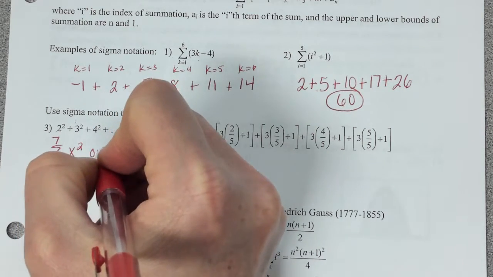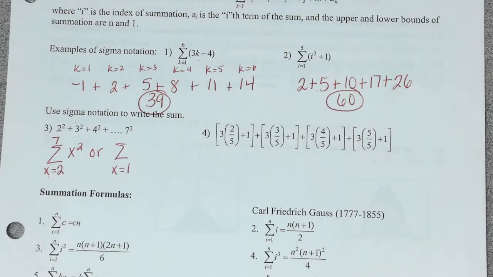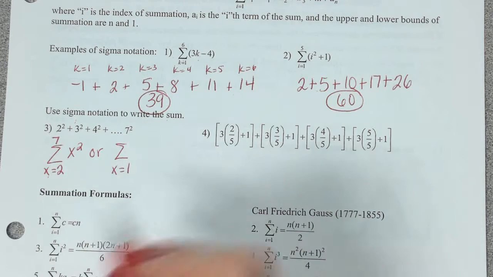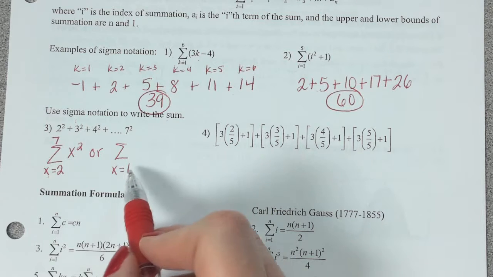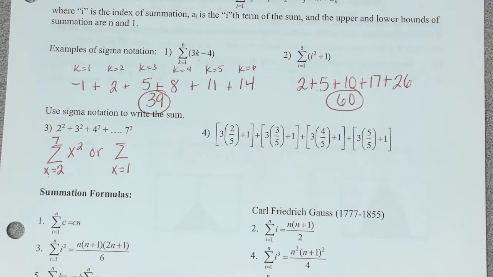But what if we had been told that our lower bound had to be 1? How would that change things if our lower bound had to be 1? Any idea now of what the function would be? I can't just do 1 squared because it starts at 2 squared.